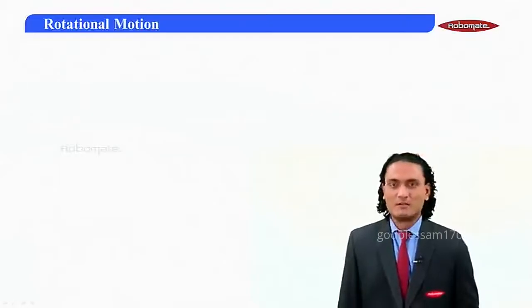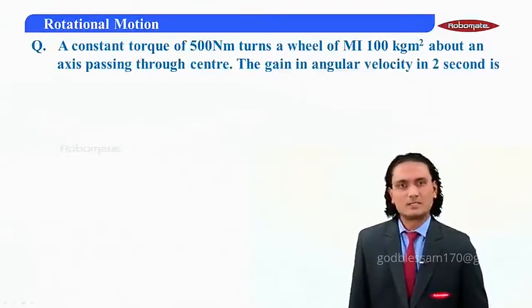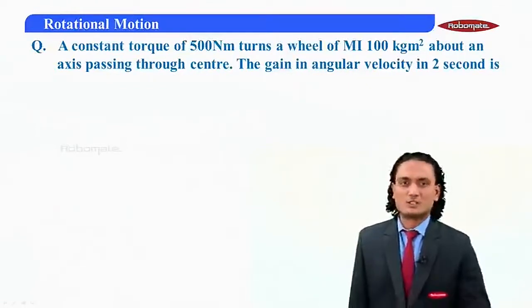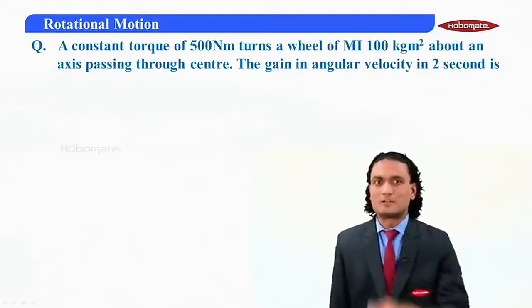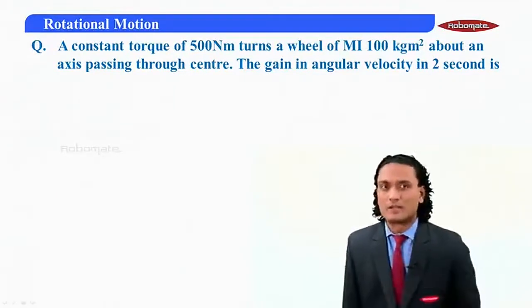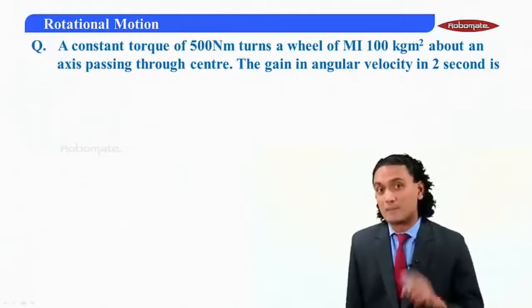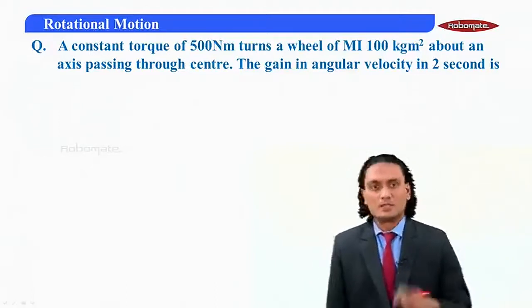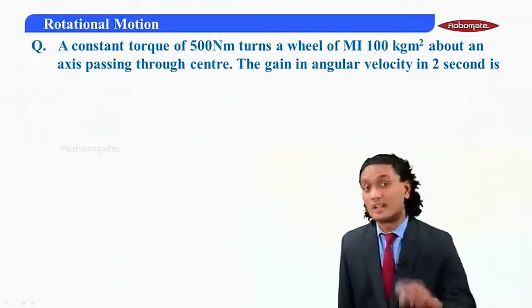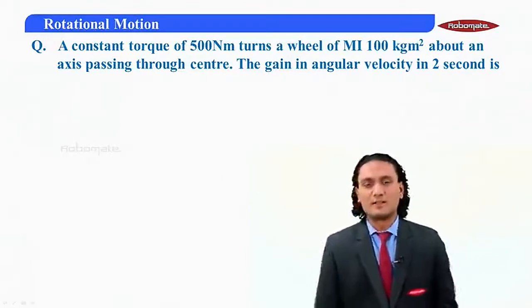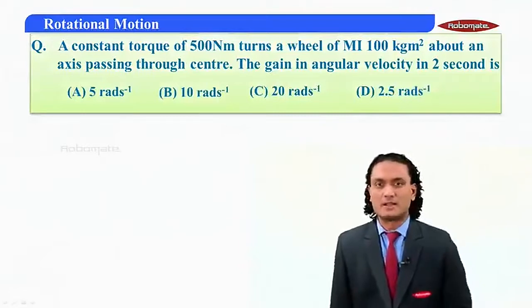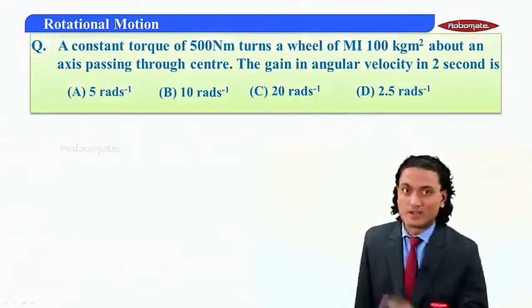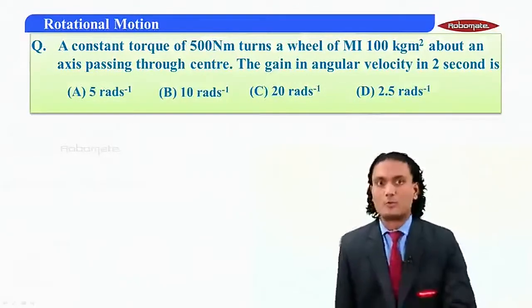Alright. First, let us take a look at the question. A constant torque of 500 Newton meter turns a wheel of moment of inertia 100 kilogram meter square about an axis passing through center. The gain in angular velocity in 2 seconds is, what are the options? Option A 5 radian per second, option B 10 radian per second, option C 20 radian per second, and option D 2.5 radian per second.